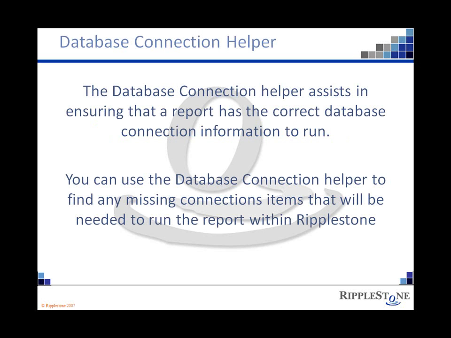The Database Connection Helper was added to the Edit Publish Document page to assist in determining if a published report has the correct items it needs to allow the report to run. Before this tab was added, you would not know until you ran the report that you were missing something. This video will show the steps to check a report and then add the items needed to allow the report to run.